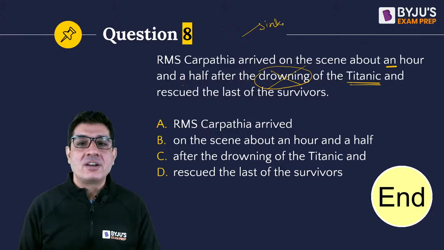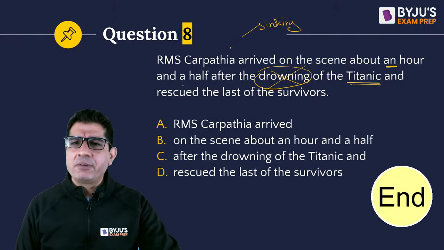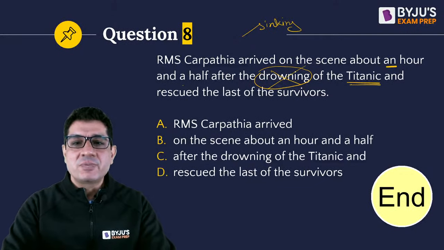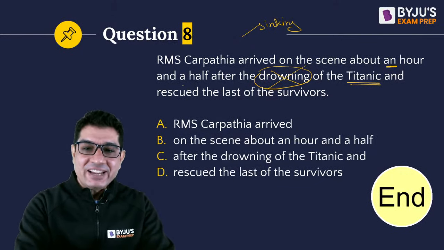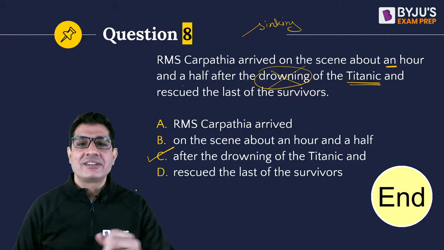People drown, ships sink, because they don't die, right? So 2 died by drowning in the sea, the ship sank in the sea. And that is why we need to mark C as our answer.